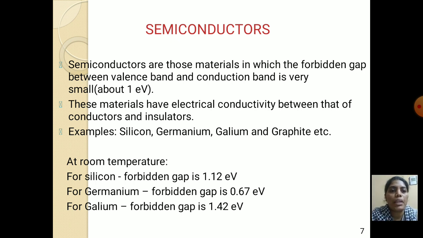Now at room temperature for silicon, the forbidden gap is 1.12 electron volt. For germanium it is 0.67 electron volt, which is very less than 1. I mean it is very small. For gallium it is 1.42 electron volt. When we compare these three, for germanium, as the forbidden gap is very small, it may have electrical conductivity high when compared with silicon and gallium.